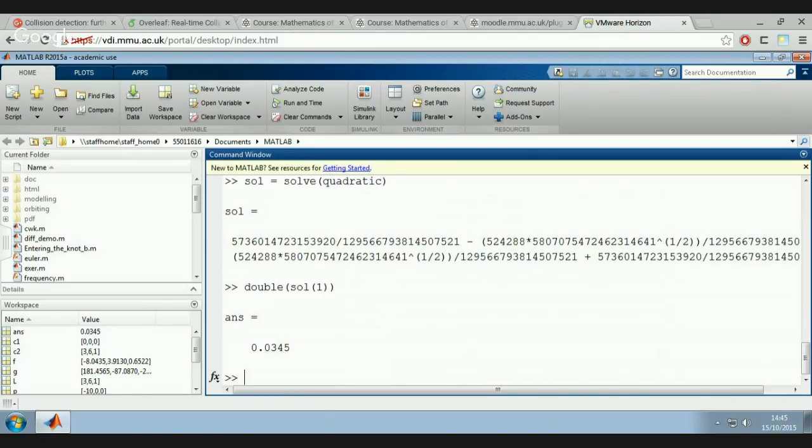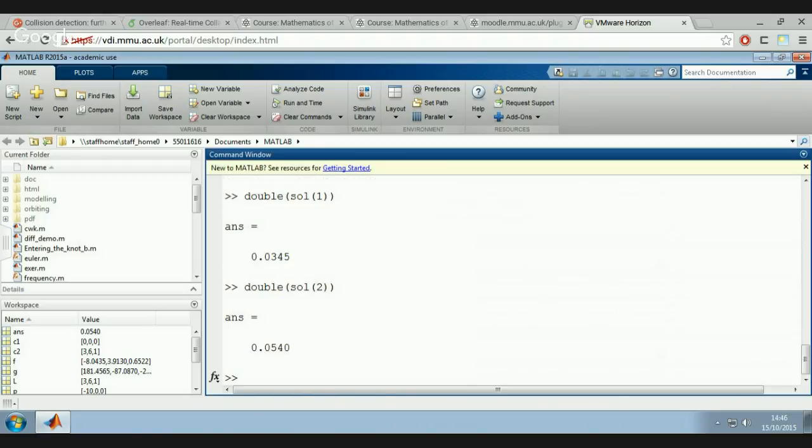The double command takes a symbolic thing and gives you the floating point version of it. So one of the solutions is 0.0345. And we can go double sol 2. That will be the second solution for t, so 0.05.